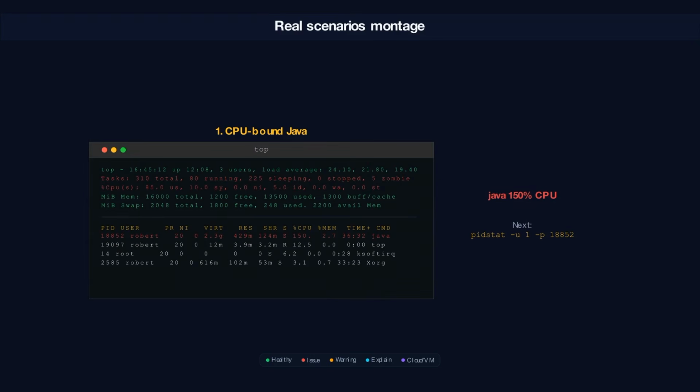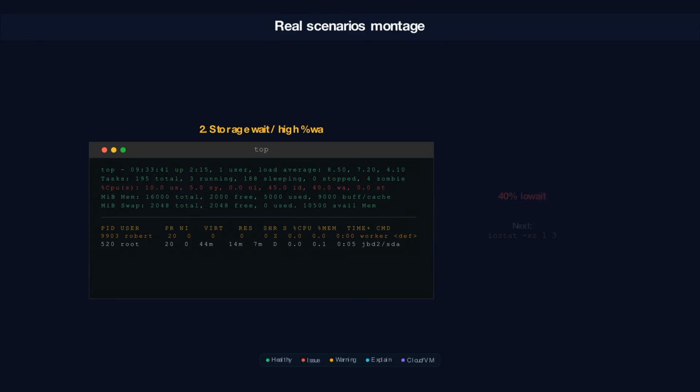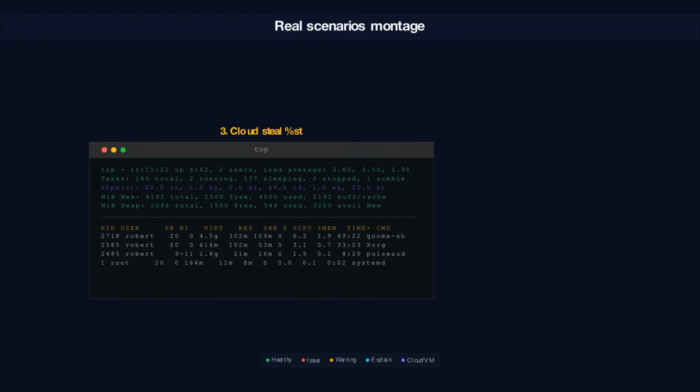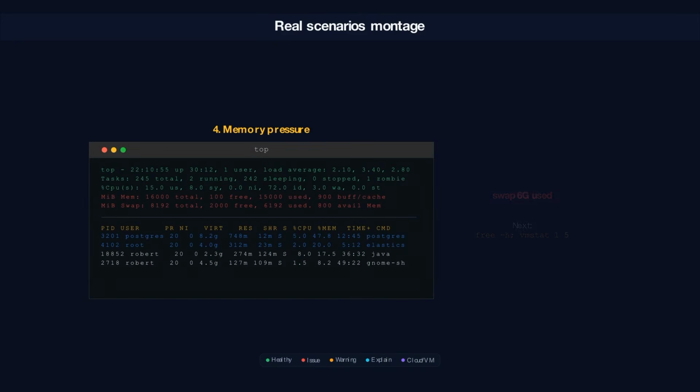Let us run through 5 real scenarios. Scenario 1. A CPU-bound Java process at 150%. Highest, load high. Next command, pidstat. Scenario 2. Storage wait. 40% wa, high load, low CPU. Next, iostat. Scenario 3. Cloud steal. 25% st. Next, check VM sizing and credits.